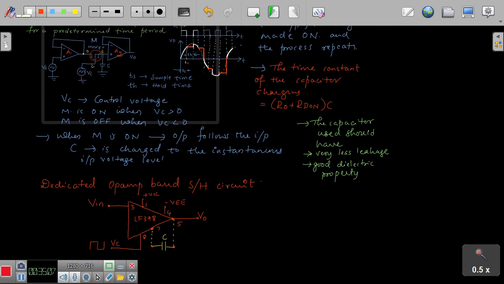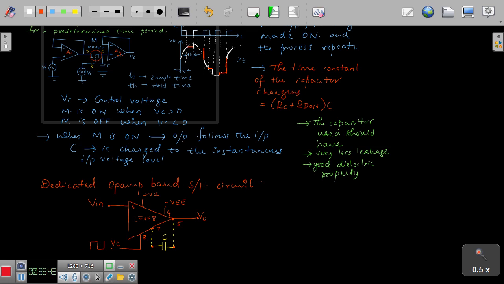I hope you have followed this. The working is very simple here, right? As long as your control voltage goes above 0, the output will follow the input. At any desired instant, if you want to sample and hold that value, you just have to turn off the MOSFET. Once the MOSFET is turned off, the capacitor holds that value. The held value of the capacitor is retained as long as the capacitor satisfies those properties, right? So that value will remain there, which is indicated by these red lines here.